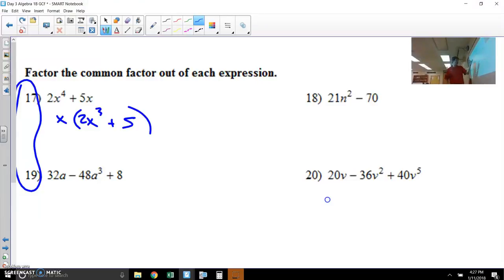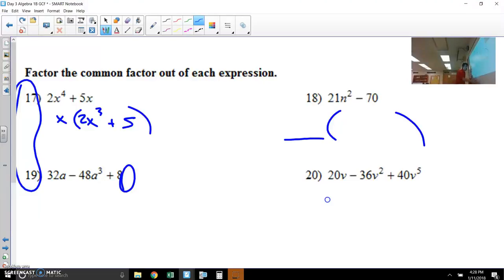Okay? So this one, they don't have a variable in common. This last one doesn't have an n. So we aren't taking a variable, but we will take out some number that 21 and 70 have in common. So let's do a longer one, 32a, 48a to the 3rd, and then 8.